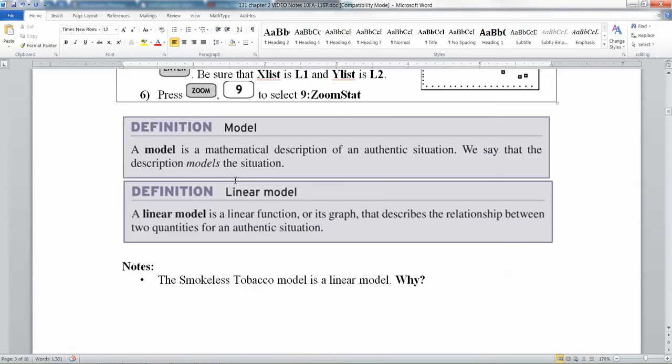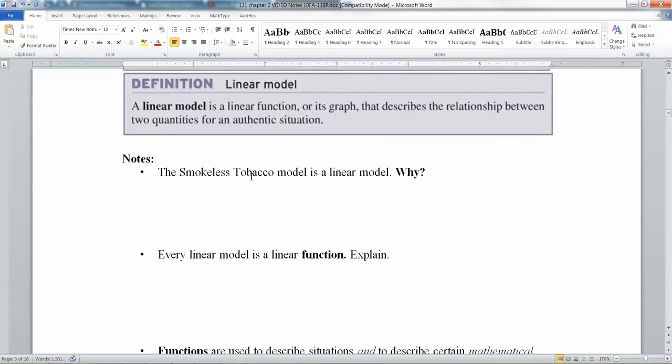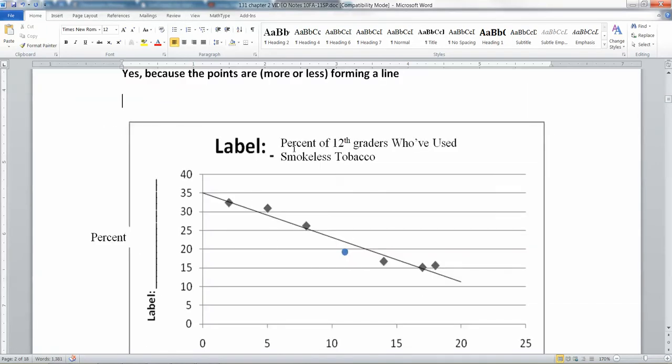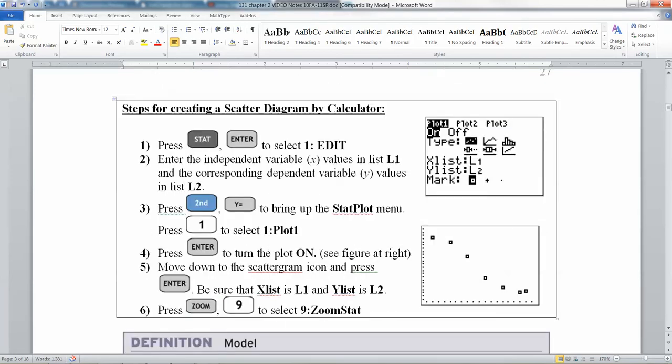So we need to be able to create a scatter diagram. That's actually for the page following. And on this page as well, how would I make that scatter plot with a calculator? So let me just show you that real quick.